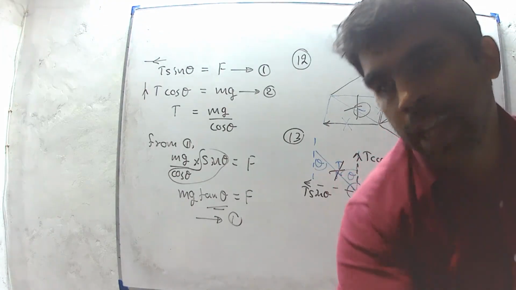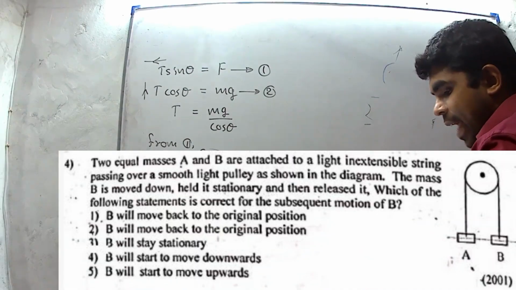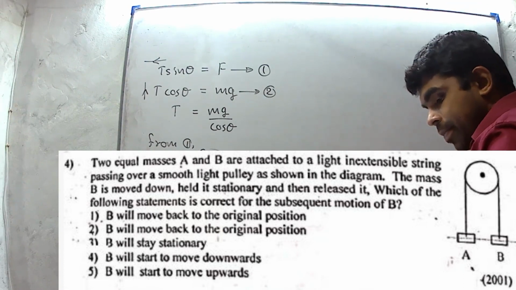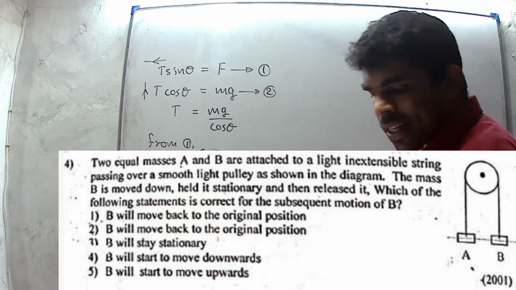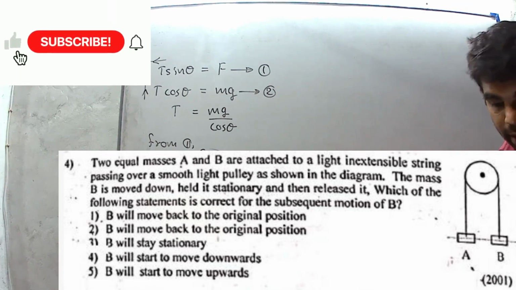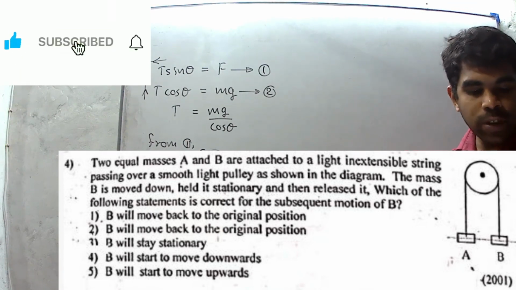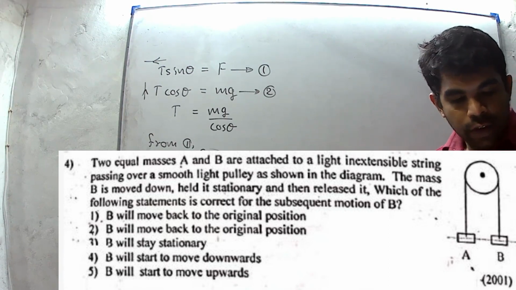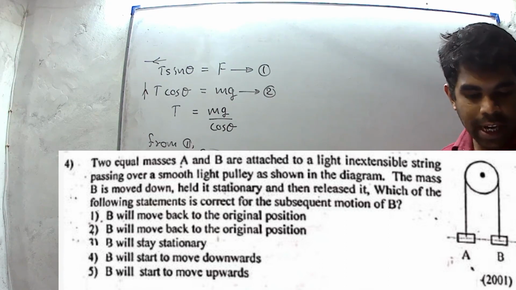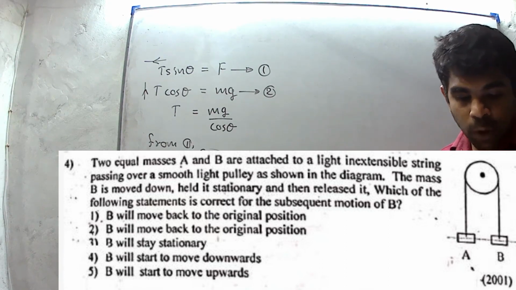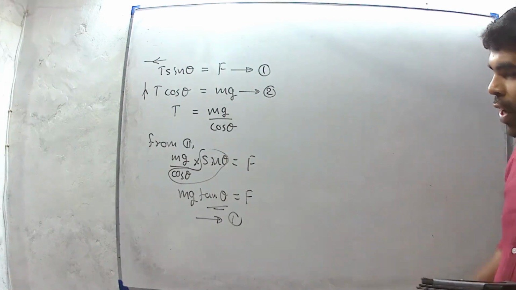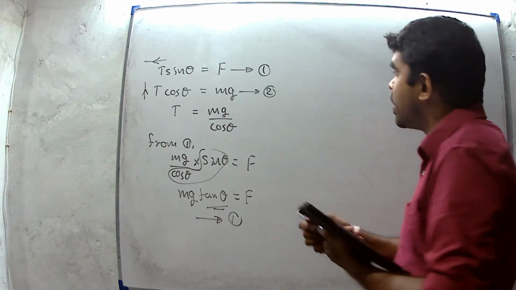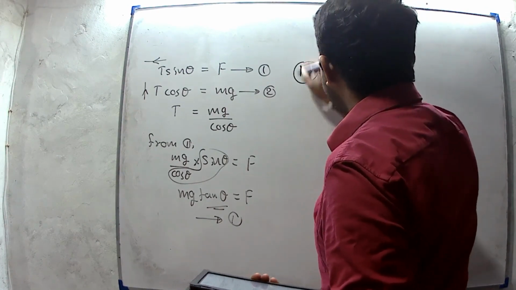Then question number 14. Two equal masses A and B are attached to a light inextensible string passing over a smooth light pulley as shown in this diagram. The mass B is moved down, held stationary and then released. Which of the following statements is correct for the subsequent motion of B? In this question, there are same masses. We have to consider it first.